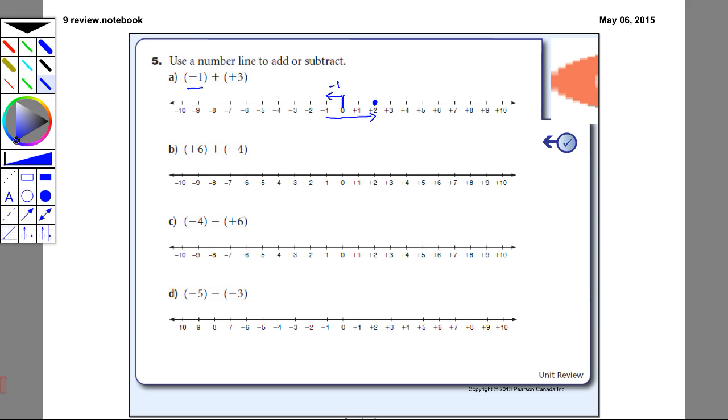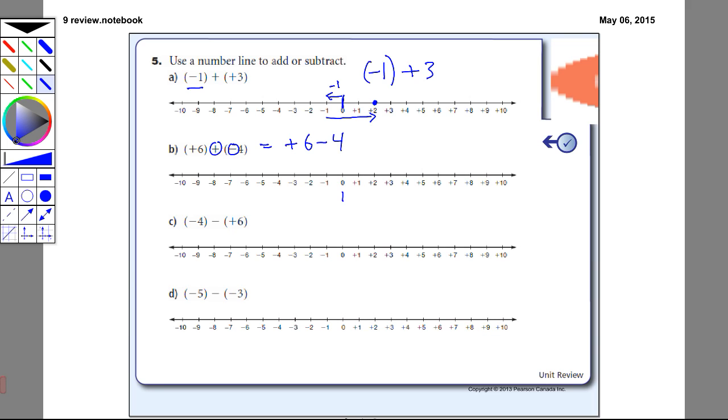So in this case, I would have rewritten my question so it's clear as -1 plus 3. Let's go to the next question. How do we rewrite that? We rewrite that as +6. Now plus minus changes to minus. So it would be +6 minus 4.